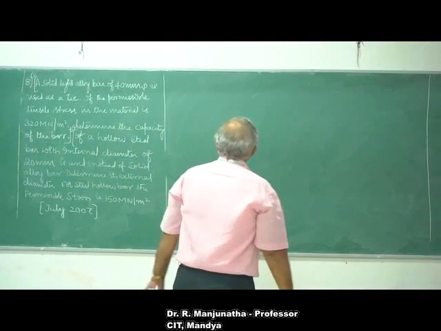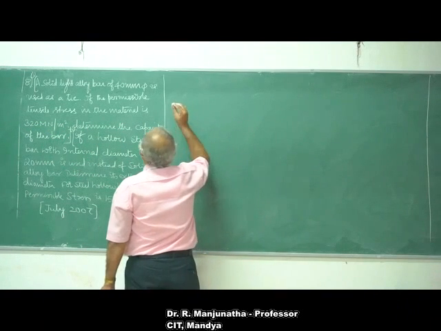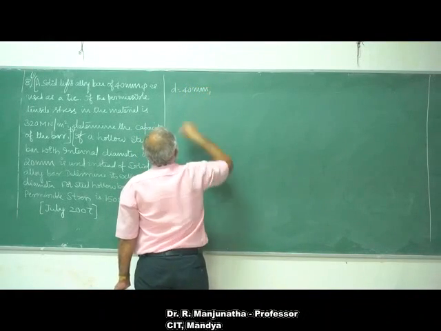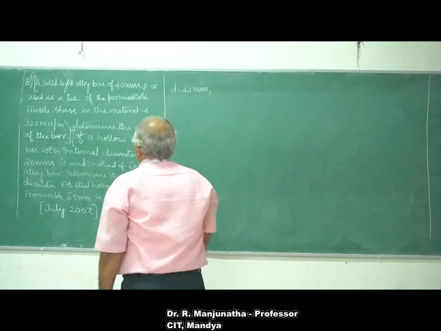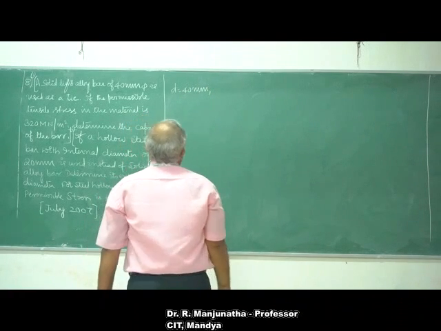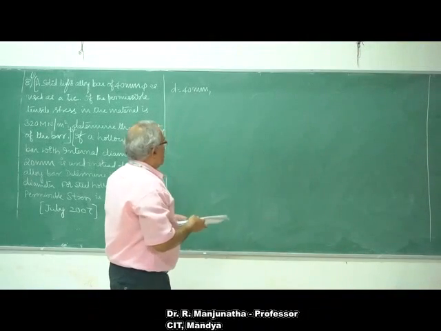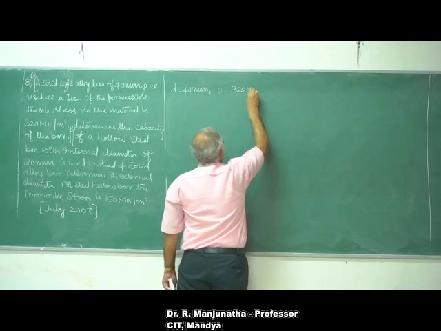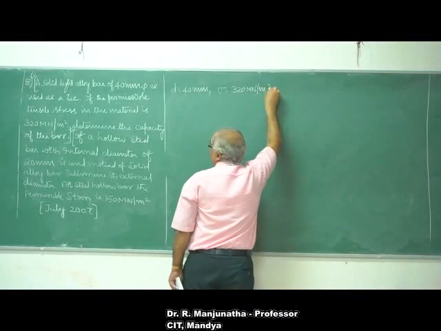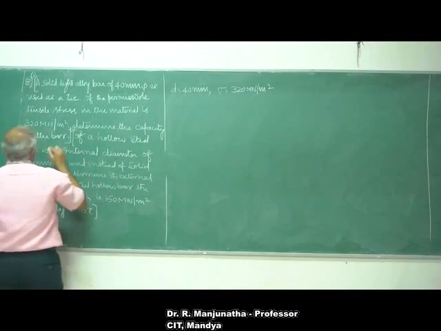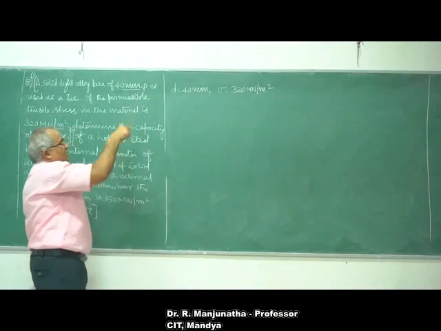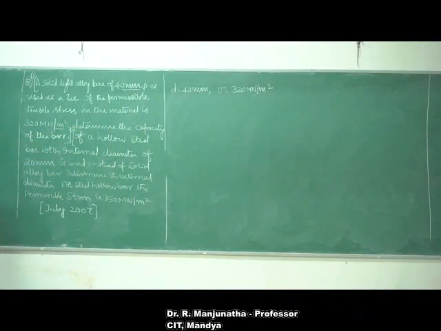To do that, first we are going to write the data. A solid light alloy bar of diameter 40 mm, so D will become 40 mm. Then used as a die, the permissible tensile stress in the material, which is sigma, will be equal to 320 meganewton per meter square. But here it is given in terms of meter square, and the diameter is given in terms of mm. So we need to convert this meganewton per meter square into newton per mm square.